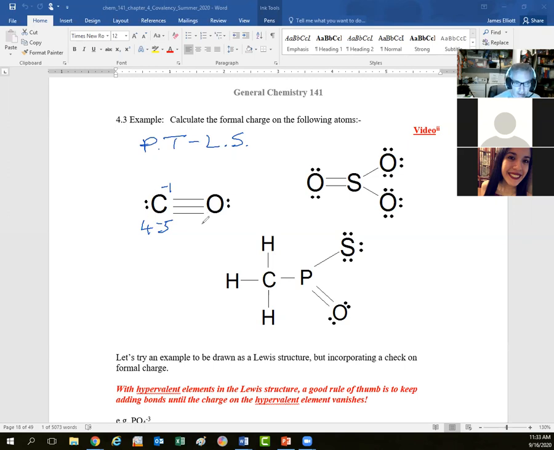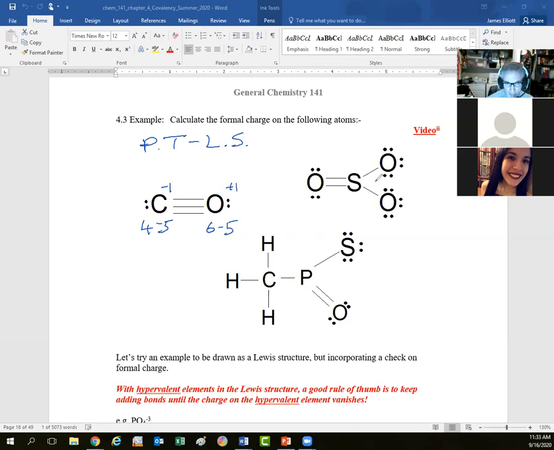With oxygen, it's the 6th element in the 2nd row of the table. So if it's neutral, it should control 6 electrons, but it actually controls 1, 2, 3, 4, 5, just half the bonding electrons. And so we've got a formal charge of +1 for the oxygen.